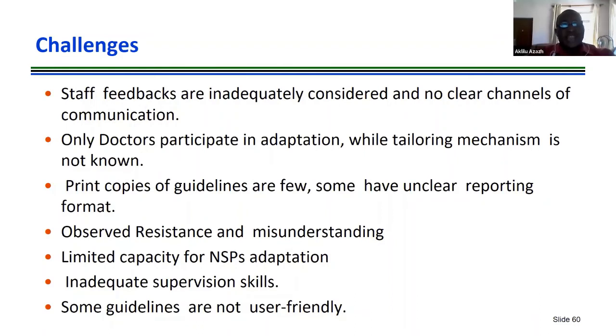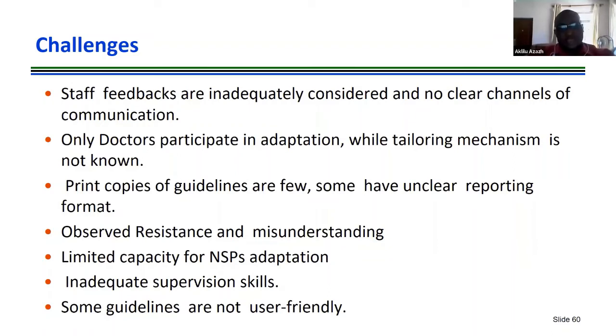Staff feedback is inadequately considered and there is no clear channel for communication. You can produce your feedback, yet it is not well considered, and there's no proper clear channel. You can produce it verbally or in written format, but there's no clear channel. This is quite a big challenge. There's no form in place to document your challenges or problems. Another challenge is that only doctors participate in adaptation.